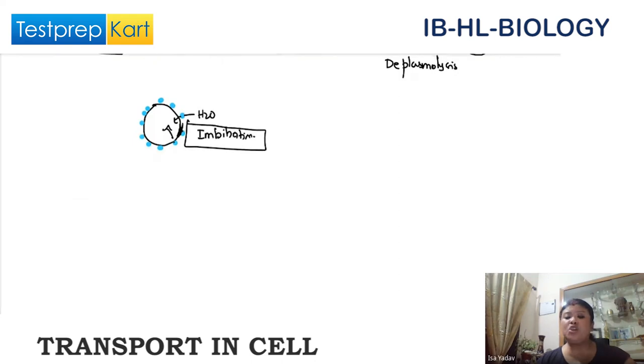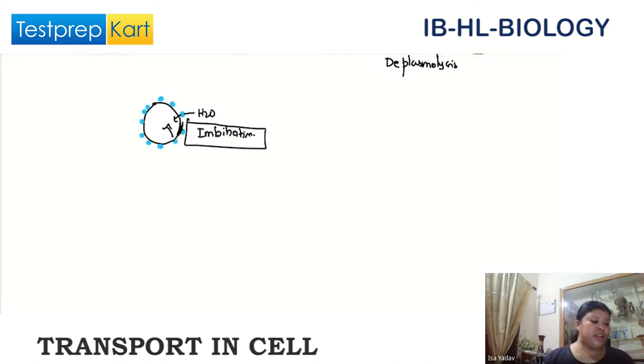Imbibation is the result during rainy seasons. Sometimes you will see that the doors are jammed. During rainy season, the doors are jammed. This is because there has occurred what? Imbibation. So wooden doors and all, they will be jammed, right? You can't open them. That is because of imbibation. Is it clear?